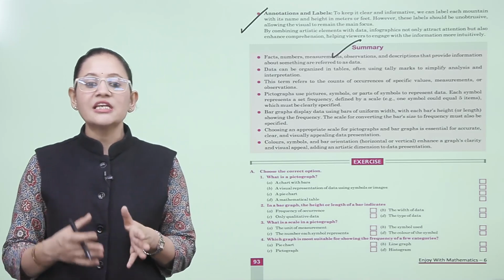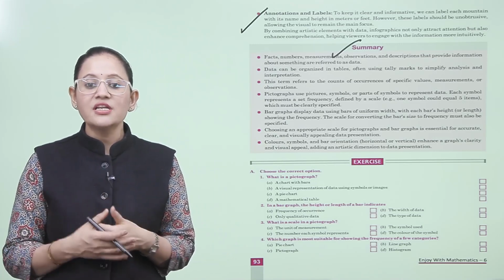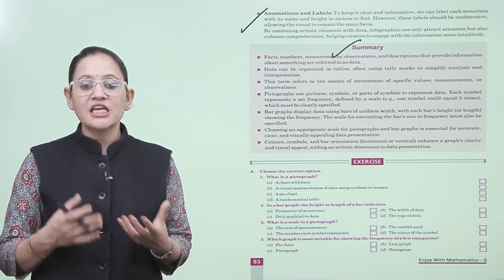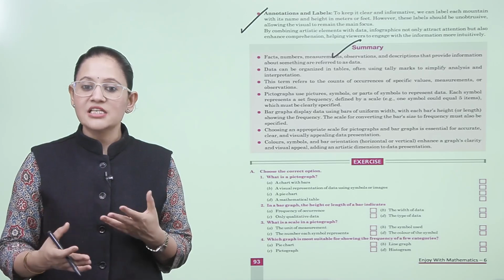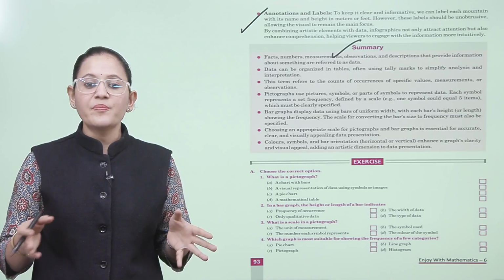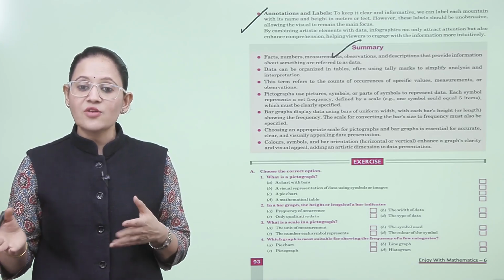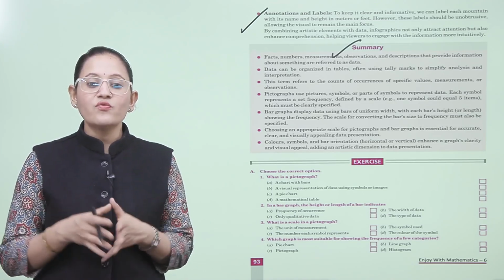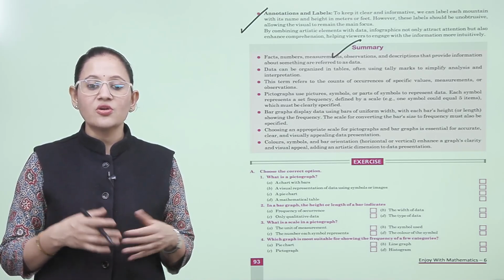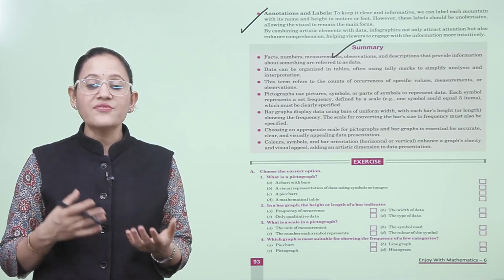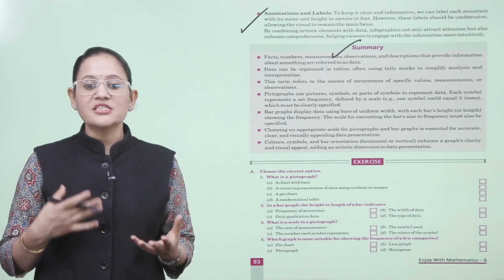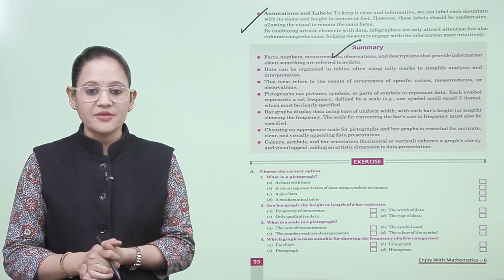Bar graphs display the data using bars of uniform width, each bar's height or length showing the frequency. The scale for converting the bar size to frequency must also be specified. Choosing an appropriate scale for pictographs and bar graphs is essential for accurate, clear and visually appealing data representation. Color, symbols and bar orientation, horizontal or vertical, enhance the graph's clarity and visual appeal, adding an artistic dimension to the data representation.